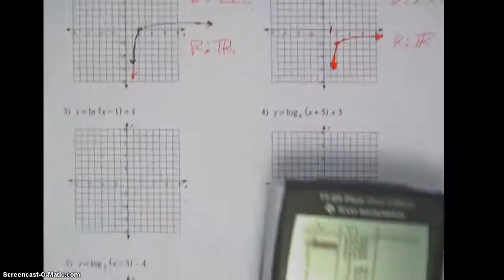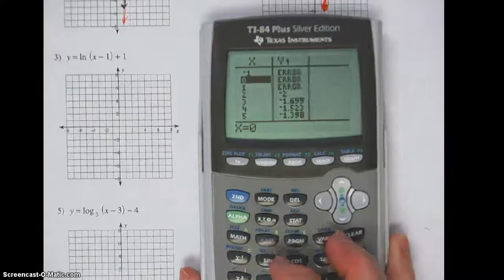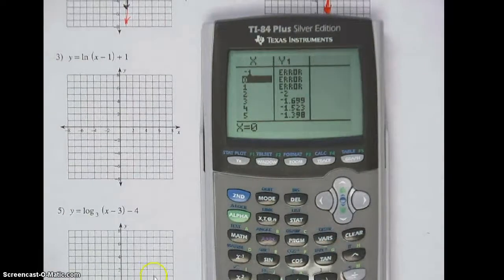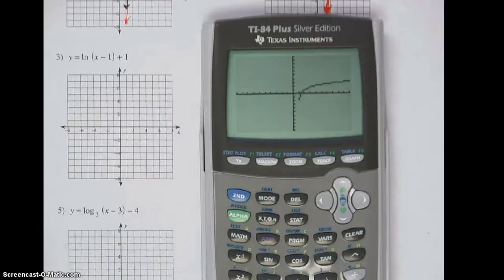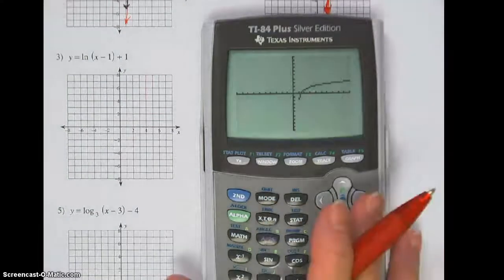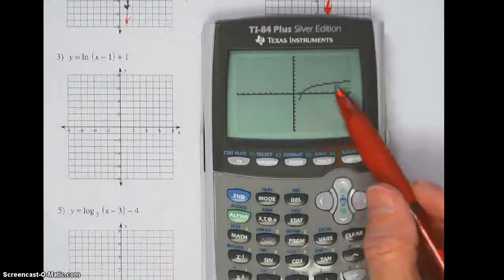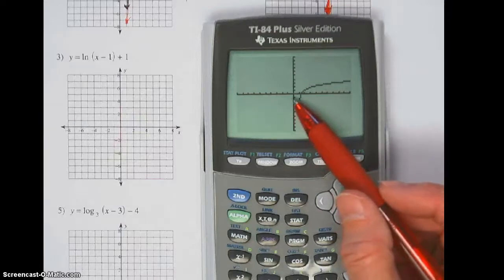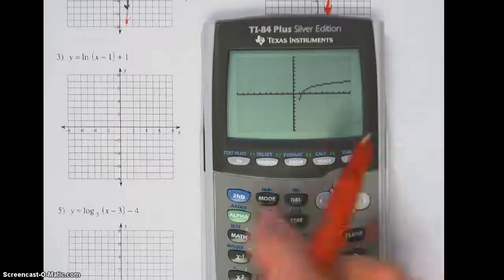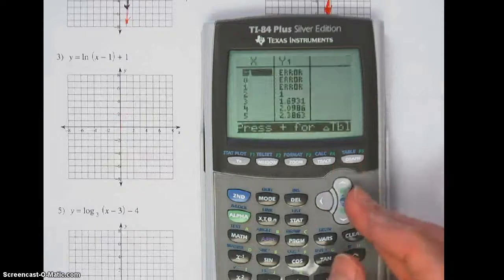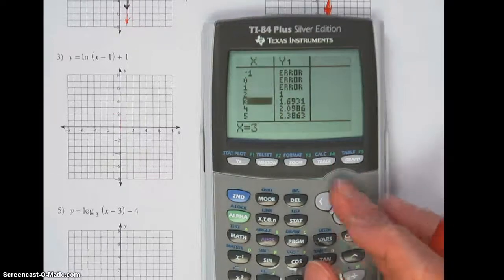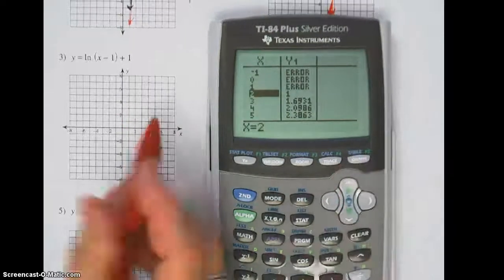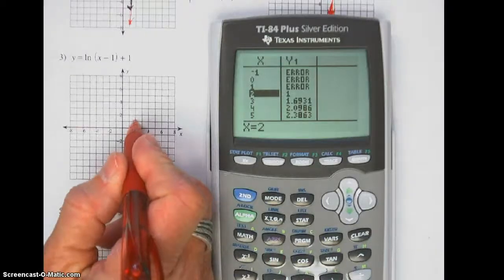You try number 3. It's just a little different with the natural log. Hit pause, graph, and see if your graph is what mine is. All logarithms are going to have this basic same shape. It's going to go up forever and down forever, but it stops at a particular point left and right. And how do we get that point? Just hit second graph and see.